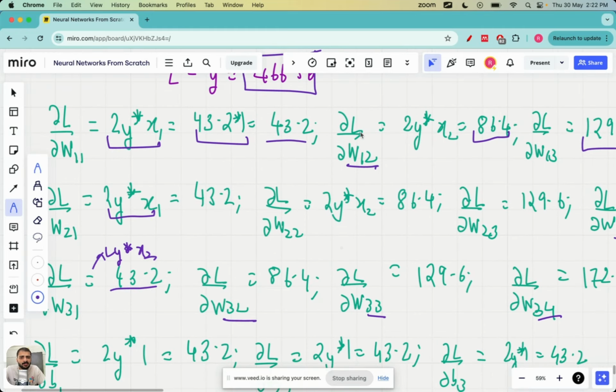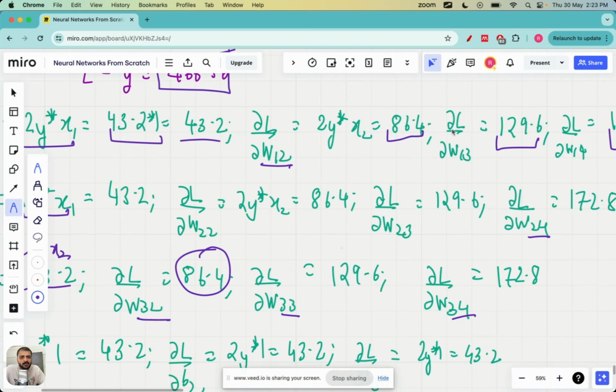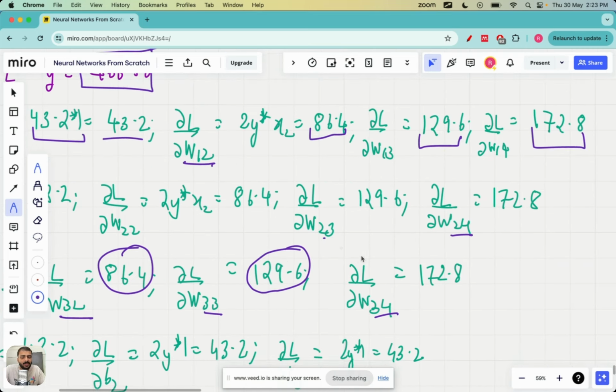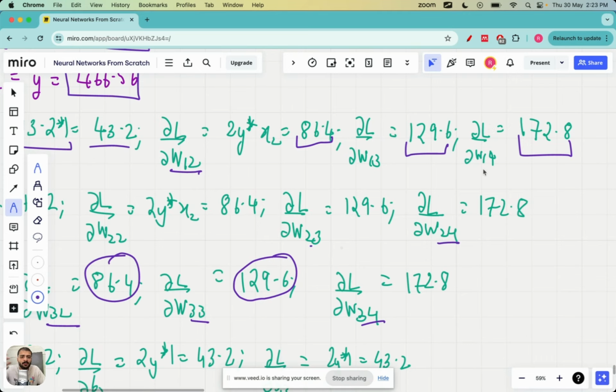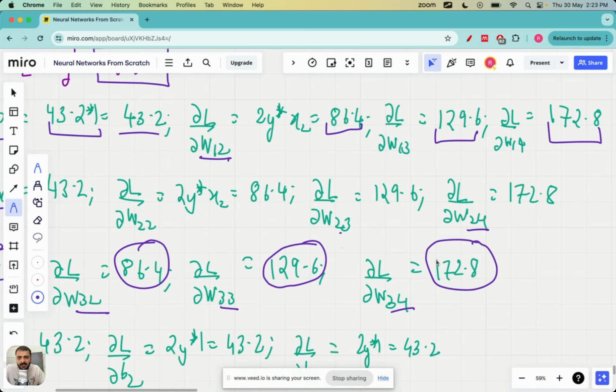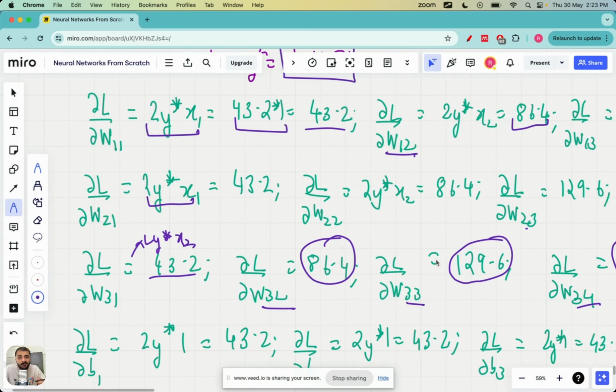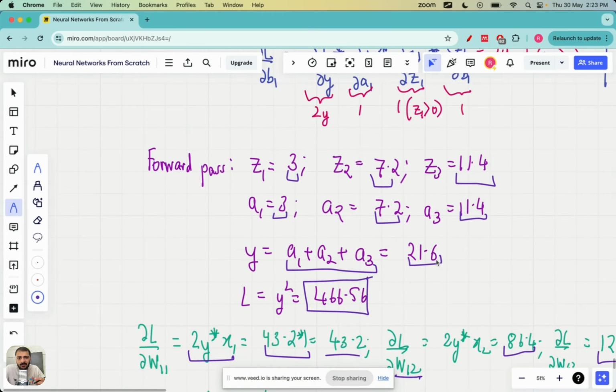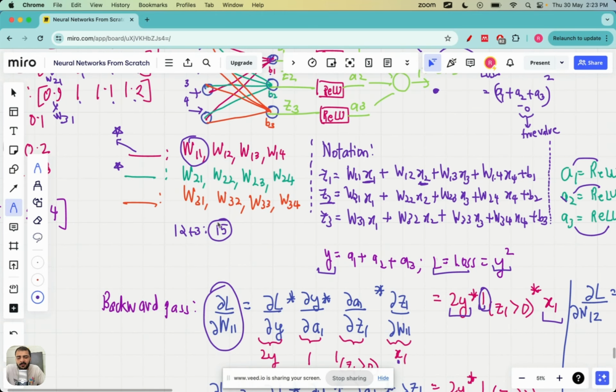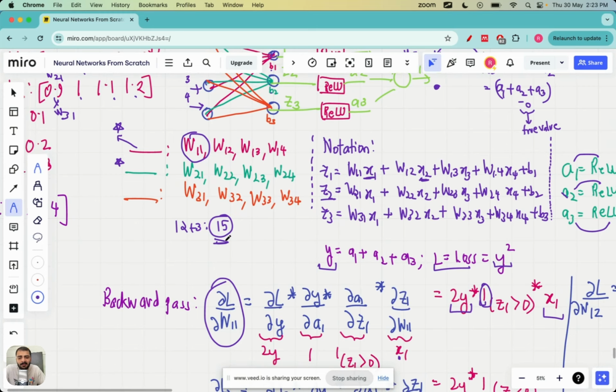The partial derivatives of loss with respect to W12, W22 and W32 are identical, and that value is 86.4. The partial derivatives of loss with respect to W13, W23 and W33 are identical. That value is 129.6. And the partial derivatives of loss with respect to W14, W24 and W34 are identical, and that value is 172.8. So these are the partial derivatives with respect to the 12 weights. But remember, we also have biases, so three more parameters are remaining.